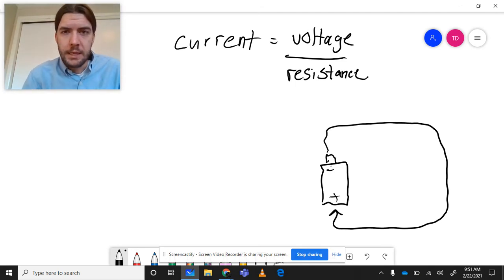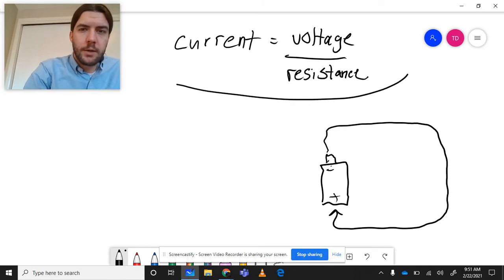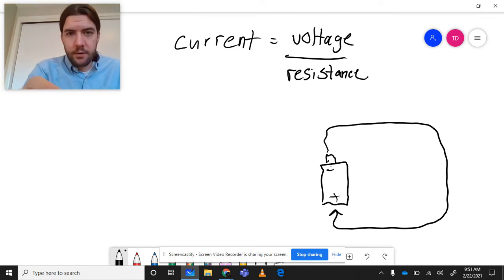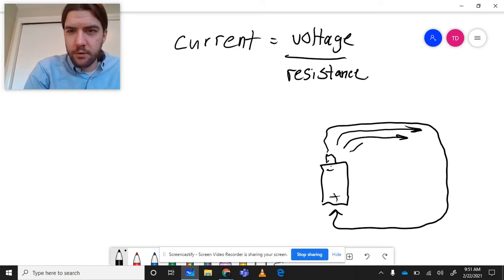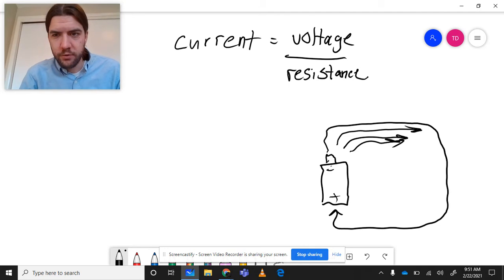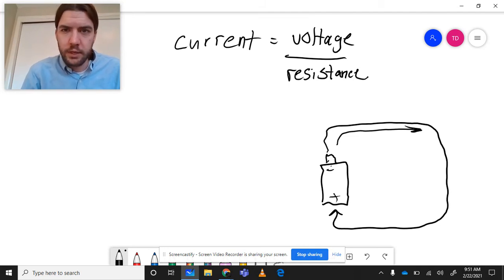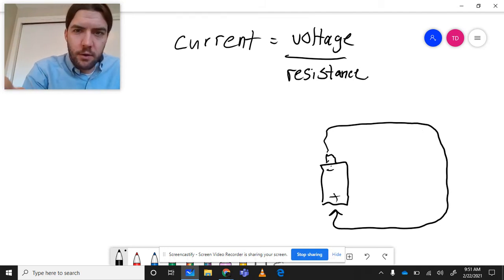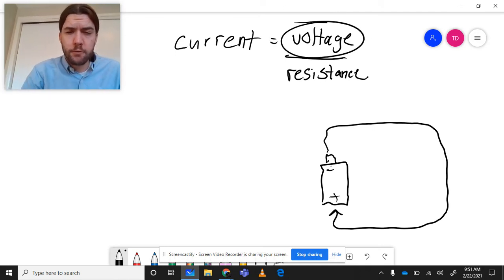Regardless, talking about this statement here, what they're talking about is the current. That's the flow of electricity. Do you have a big flow of electricity, a lot of electrons moving per second, or do you have a smaller flow of electricity? Well, that depends on two things. It depends on the voltage. Voltage is kind of like the pushing force.